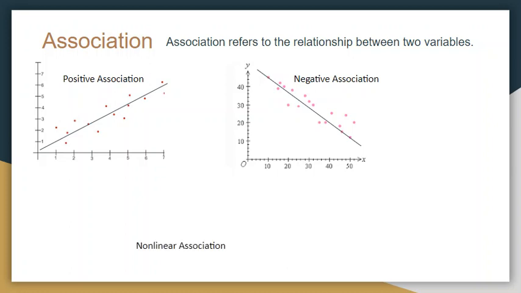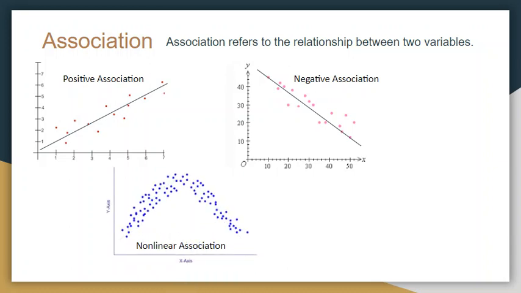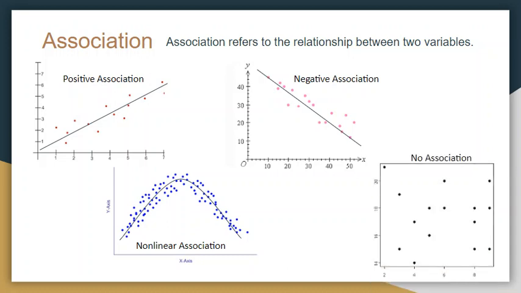Nonlinear association occurs when the data doesn't have a trend in a straight line. For example, this one has a trend in a curve. And then there is no association when there isn't a relationship between the variables, and as you can see, the scatter plot is very scattered.